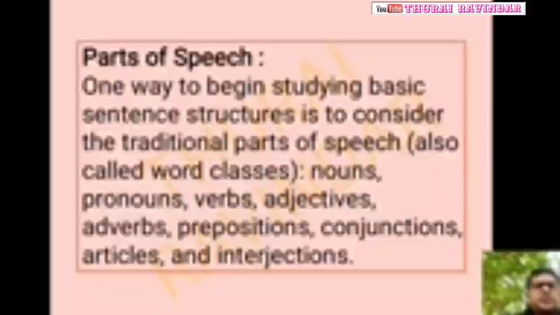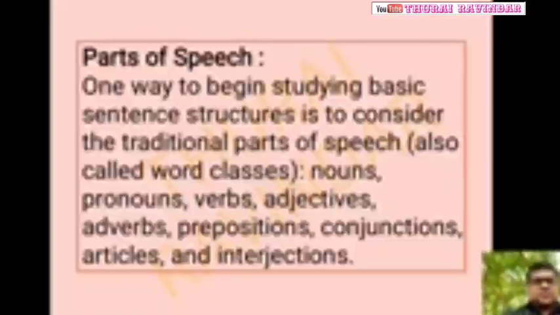There are 8 parts of speech in English. What are the nouns? What is a noun? A noun tells us the name of persons, the name of things, like that. There is another one, that is pronoun. What is a pronoun? A pronoun is used instead of a noun. For example, I, we, you, they, he, she, it. All these are called pronouns.